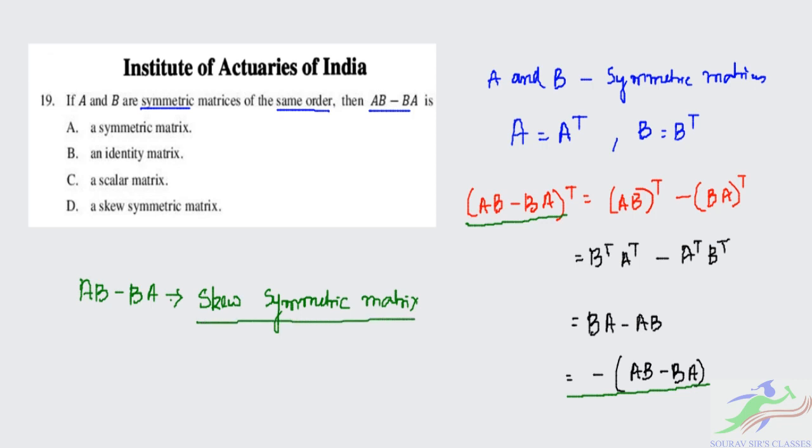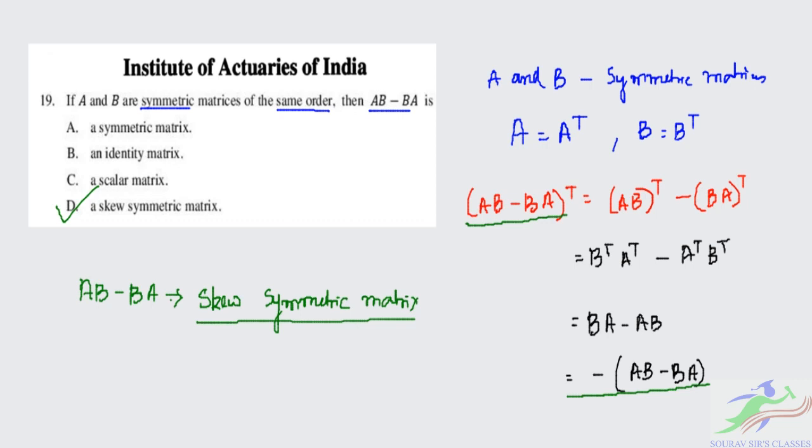So which one is the correct option? The option D of question number 19 is the correct one. So this is our correct option for question number 19, D. This is also pretty simple and straightforward. If you recall the properties of matrices, then you can easily solve this question number 19.